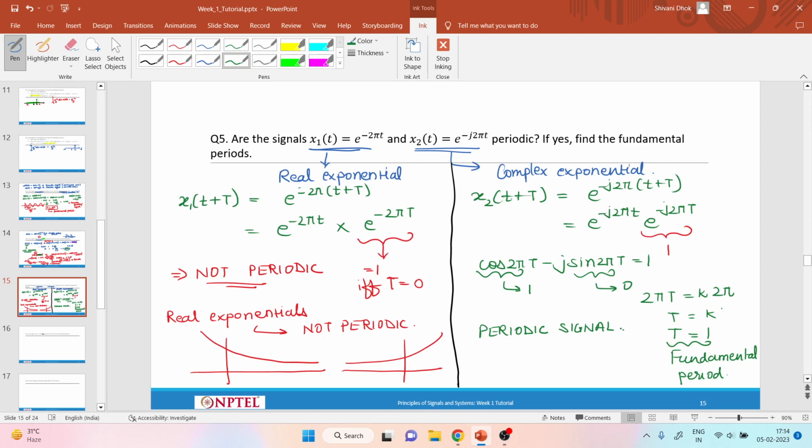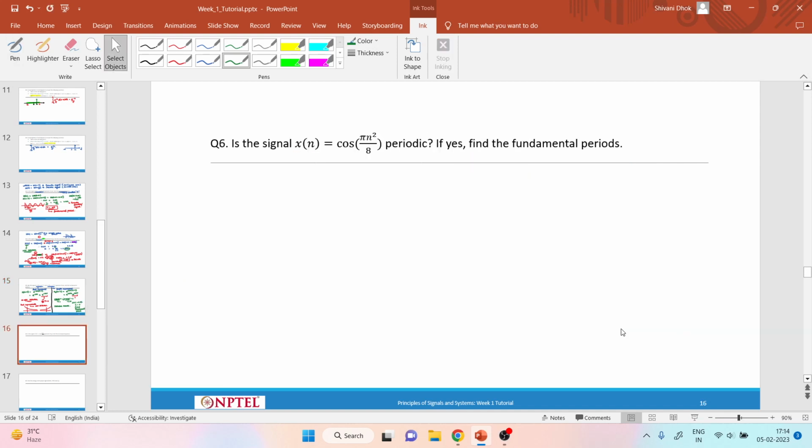Is this okay? Anyone has any doubt? Okay. Now let us look at this question, that is x[n] equal to cos(pi n square by 8).